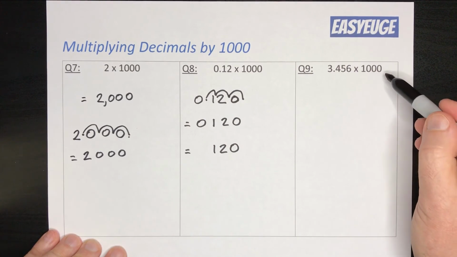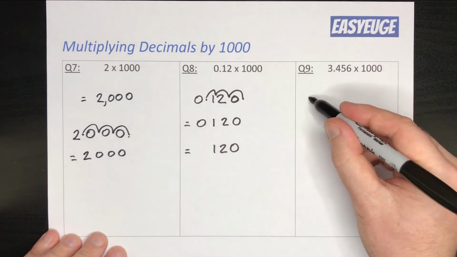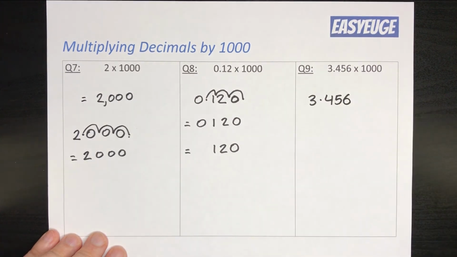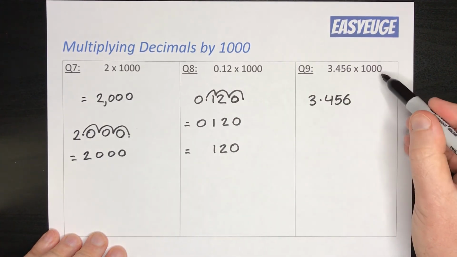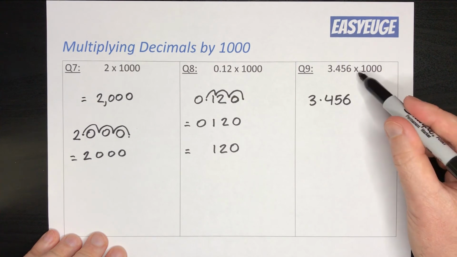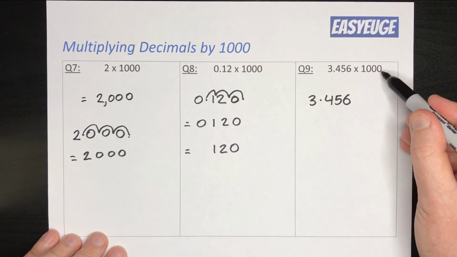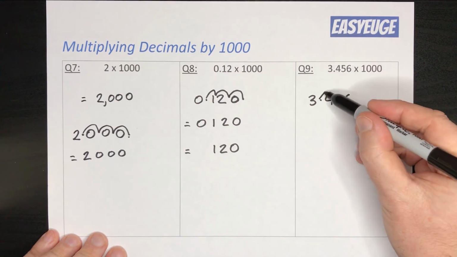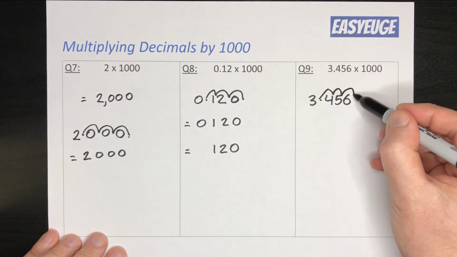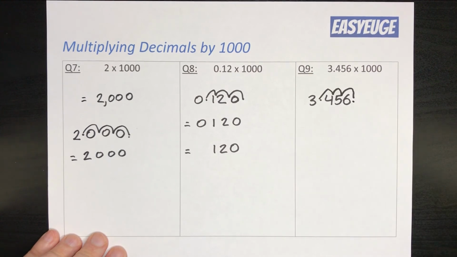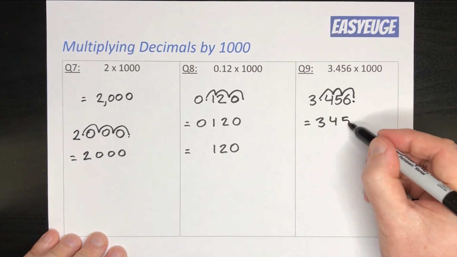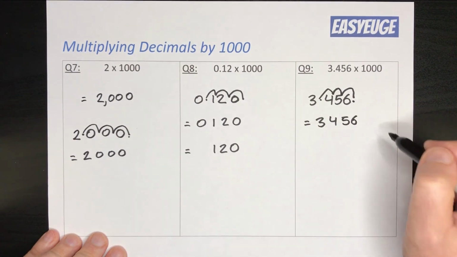And finally, this super tricky looking number of 3.456 multiplied by 1000. We'll write down the decimal number first. We're multiplying by 1000, so we're going to move the decimal point 3 places to the right. Let's do it. 1, 2, 3. It's ended up down here. So this becomes 3456.